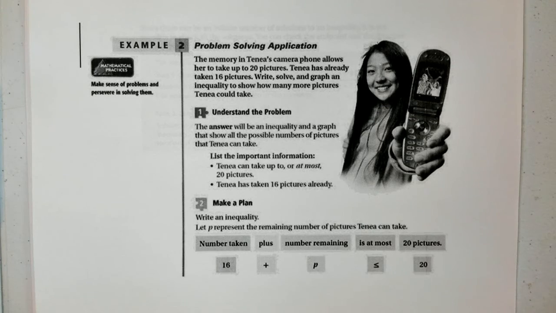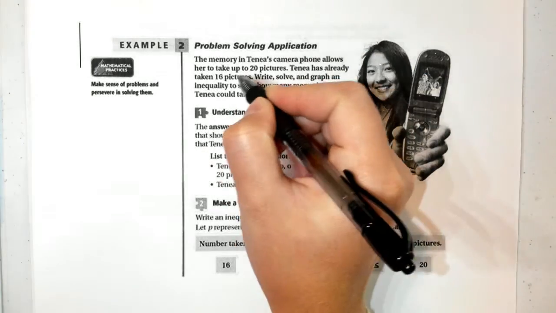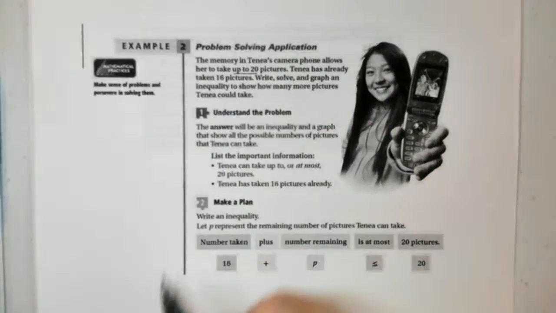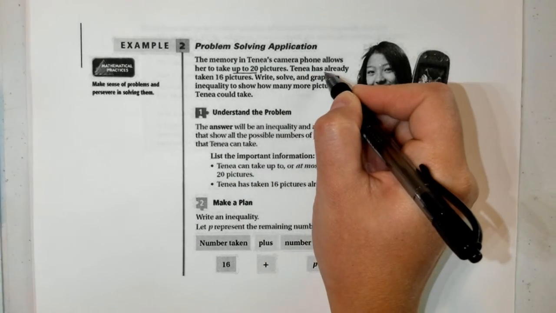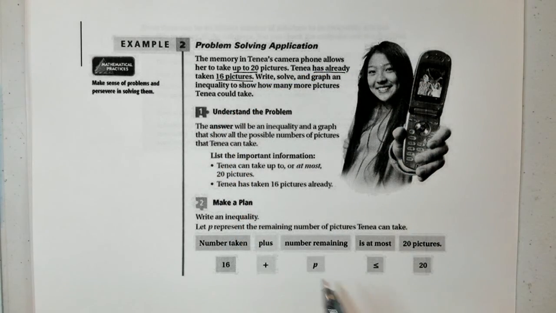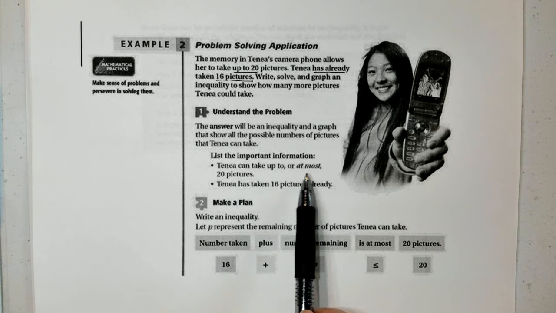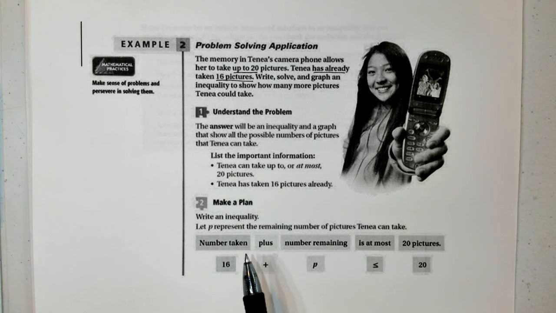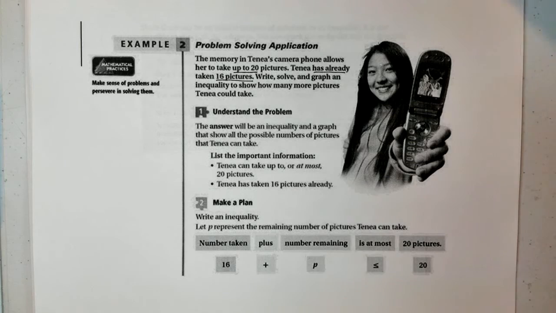So we know her phone allows to take up to 20. She already has 16 pictures. So can take at most 20 pictures. She's already taken 16. So we're going to say let P represent the remaining number of pictures. So the number taken was 16 plus the remaining is P. Is at most, so less than or equal to 20. We can't go over 20.